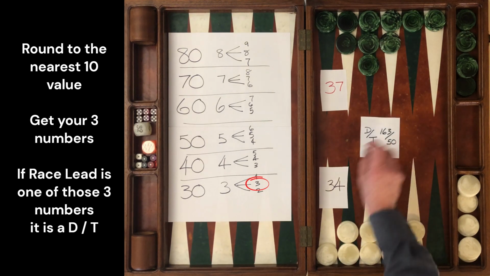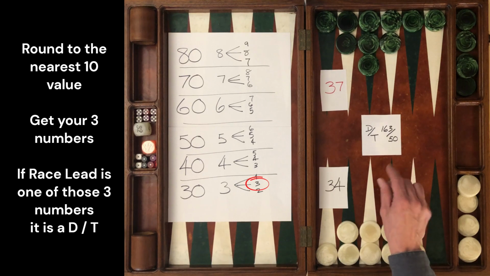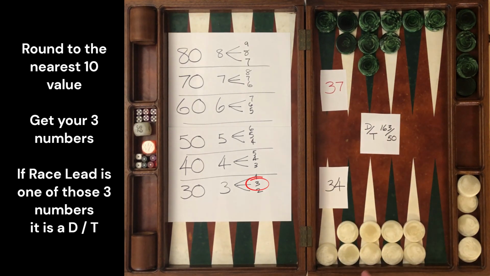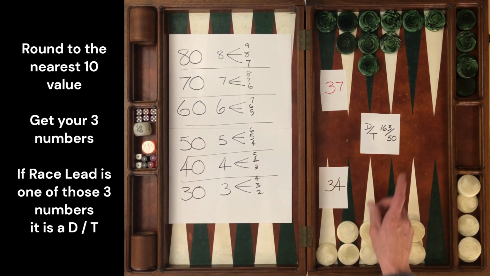The actual answer is double take, 163, very solid double, a blunder to miss this, and the take is a 50. Very easy take for the opponent. Pip lead is 3, meets our criteria, double take.